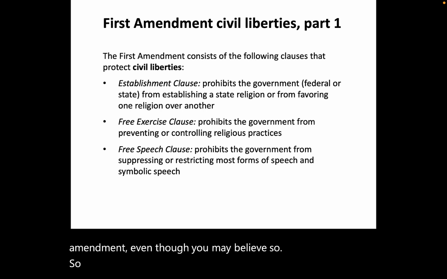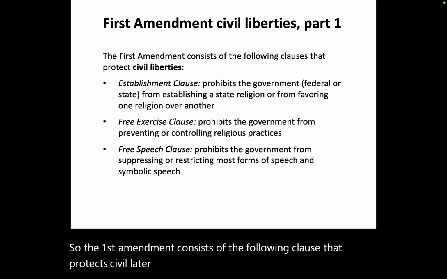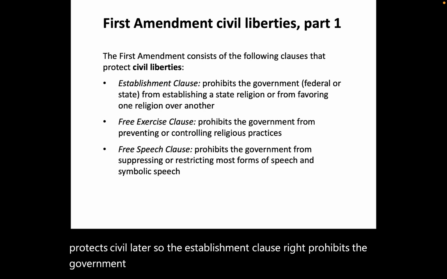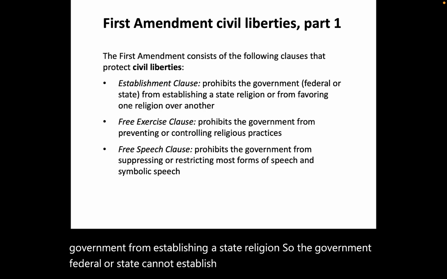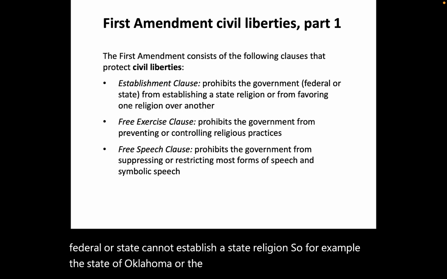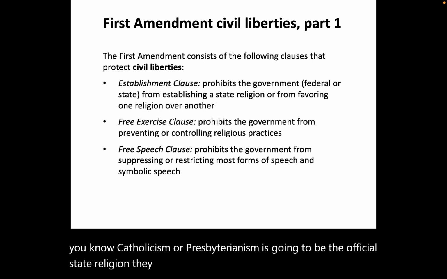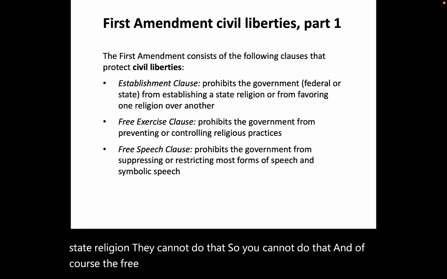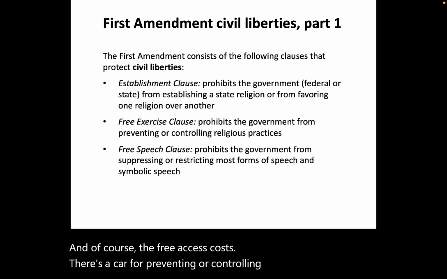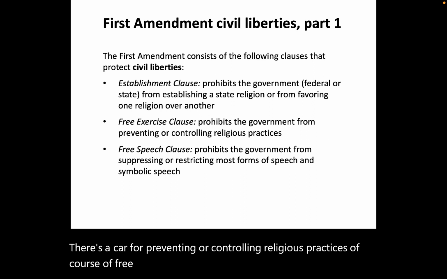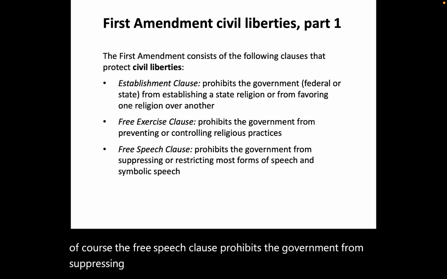The First Amendment consists of the following clauses that protect civil liberties. The Establishment Clause prohibits the government from establishing a state religion. So the government, federal or state, cannot establish a state religion. For example, the state of Oklahoma or Illinois or Hawaii cannot say Catholicism or Presbyterianism is going to be the official state religion. They cannot do that. And the Free Exercise Clause prohibits the government from preventing or controlling religious practices.